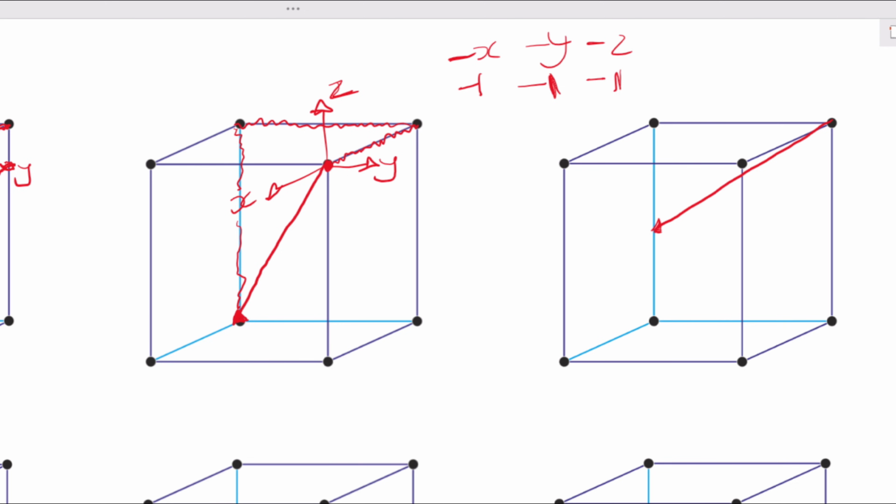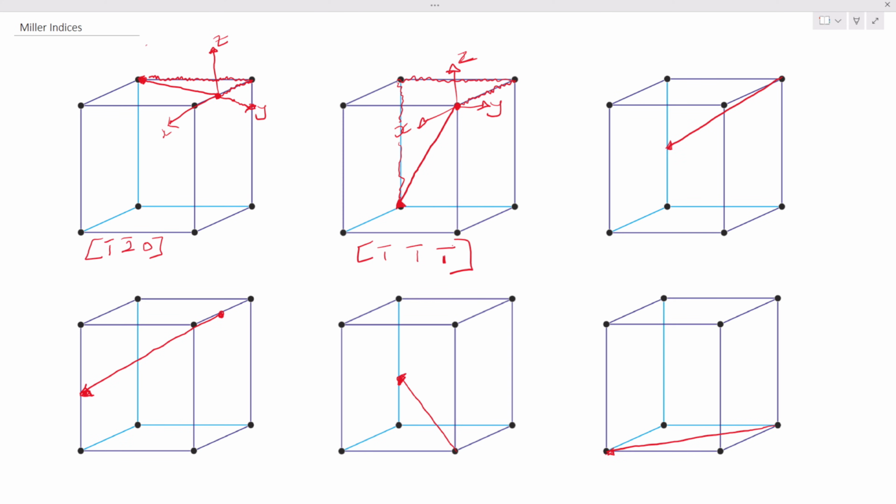So -1, -1. For this, we don't have to multiply through to cancel anything. So our answer would be, remember we had -1, -1, -1. So for our plane here, our answer would be bar 1, bar 1, bar 1. Yeah. So let's go to this third plane.